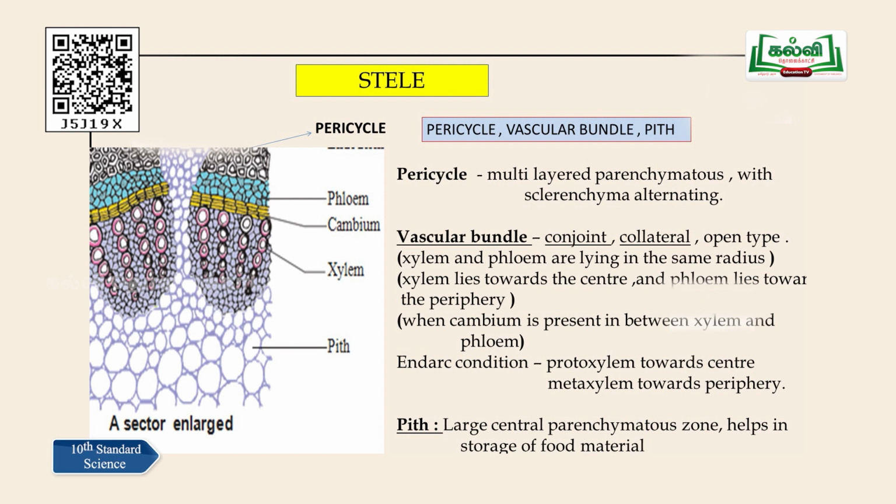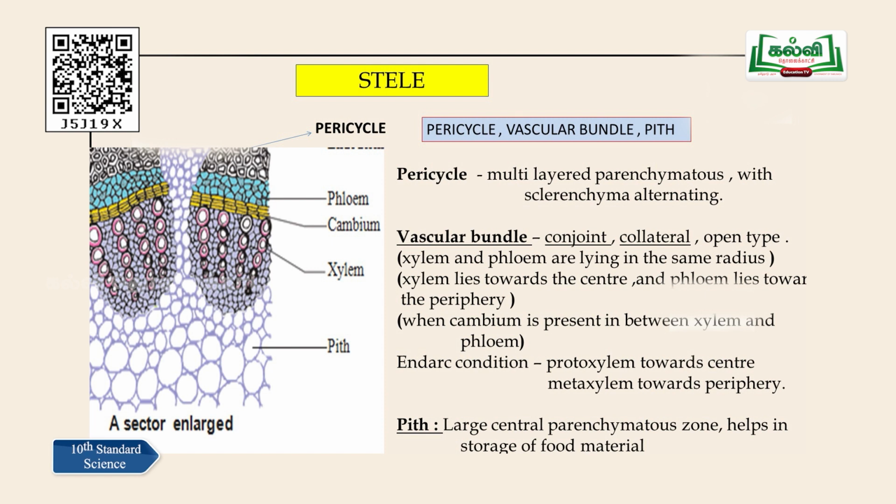So, now children, can you understand the cortex? Three major regions are there. One is collenchyma, the next is chlorenchyma, followed by parenchyma. The innermost part of the internal structure is constituted by the stele. Stele comprises pericycle, vascular bundle and pith. All three together, the pericycle, vascular bundle and the pith, form the stele.